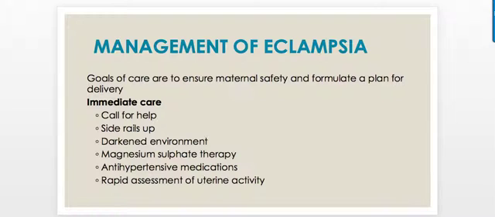Nursing actions during convulsions are directed towards ensuring the patient has a patent airway and is safe. So you're going to look at your ABCs, airway, breathing, and circulation. You're going to note the time of the onset and the duration of the seizure. Immediate care includes calling for help but not leaving the bedside, making sure that the side rails are up and the patient is on bed rest. Darkening the environment to reduce stimuli is really helpful. And at this point, you're going to go ahead and start magnesium sulfate therapy, as it is a preferred treatment for seizure activity. Antihypertensive medications can also be administered, and rapid assessment of the uterine activity is important.